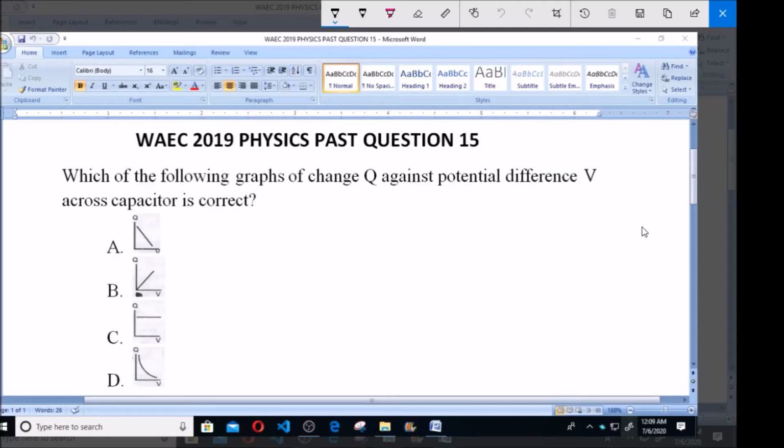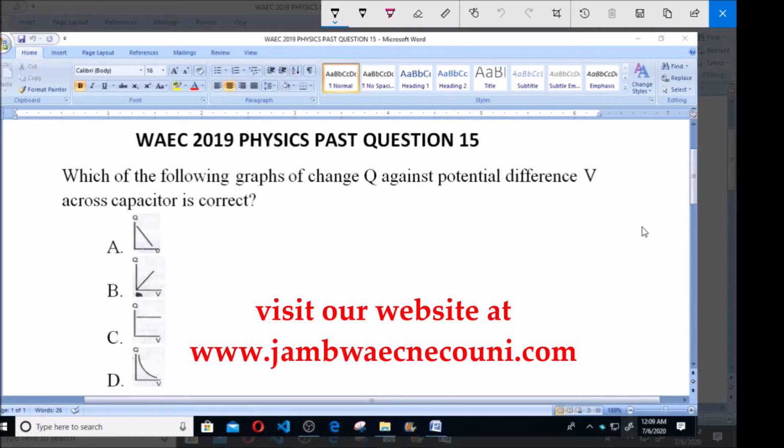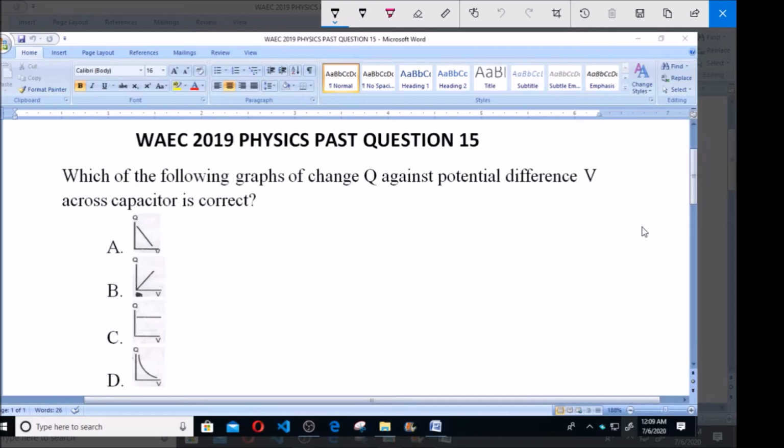Welcome. Today we're going to be looking at WAEC 2019 physics past question number 15. Which of the following graphs of charge Q against potential difference V across a capacitor is correct? A, we have this sketch. B, we have this sketch. C, we have this, and D, we have this.